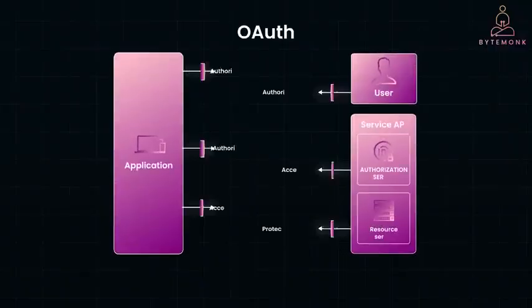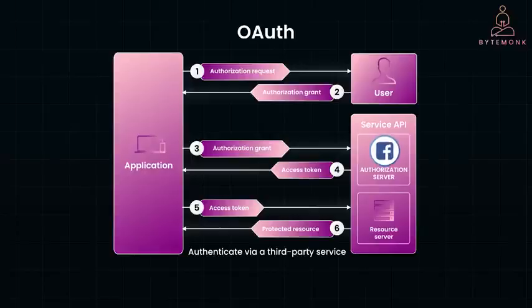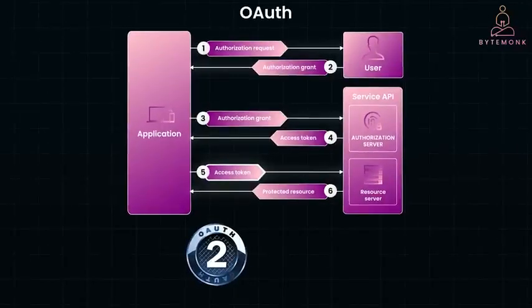OAuth is the most widely used authentication method for APIs today. It is much more secure than basic authentication or API keys. OAuth allows users to authenticate via a third-party service like Google or Facebook without having to share their credentials with the API itself. In fact, OAuth 2.0 introduces the concept of access tokens, which can expire and can be revoked, providing more granular control. OAuth 2.0, which provides greater flexibility and scalability than OAuth 1.0, has become the gold standard for API authentication, and it supports extensive API integration without putting users' data at risk.